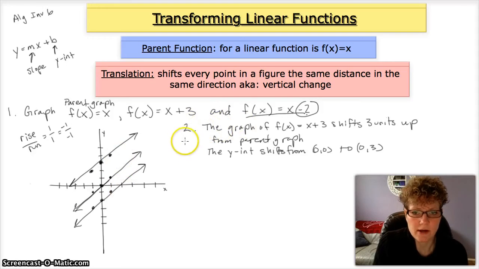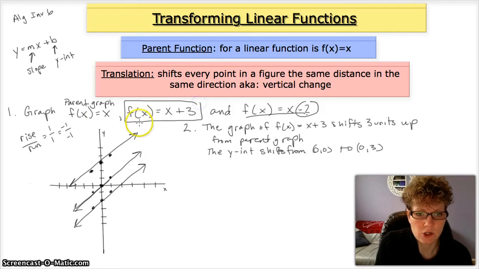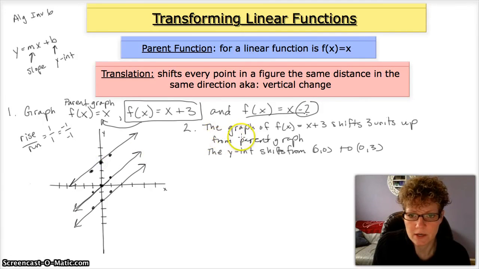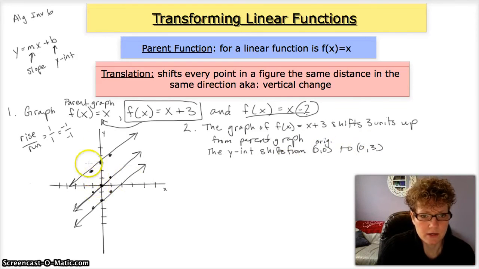The question they're asking is, how did the graph of f of x equals x plus 3 change from the parent graph? Well, the slope is the same, but the y-intercept changed, where it shifted 3. So we answer by saying that the graph of f of x equals x plus 3 shifts 3 units up from the parent graph. The y-intercept shifts from (0, 0), the origin, to (0, 3). That is the explanation of numbers 1 and 2.